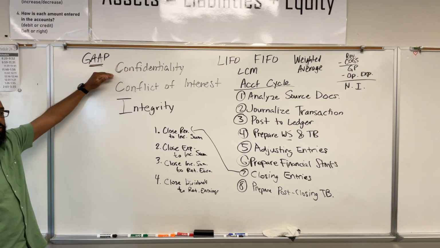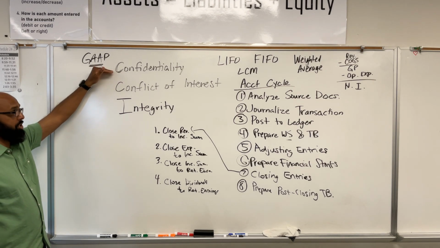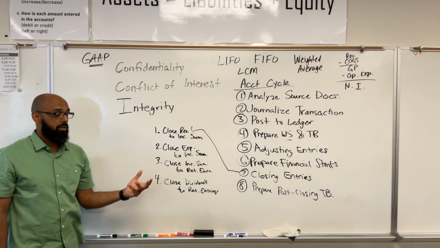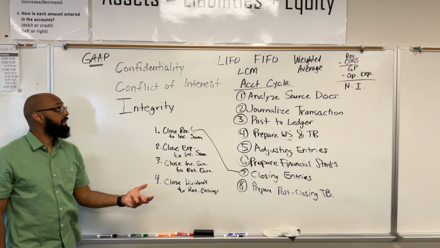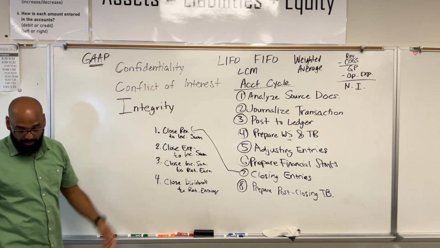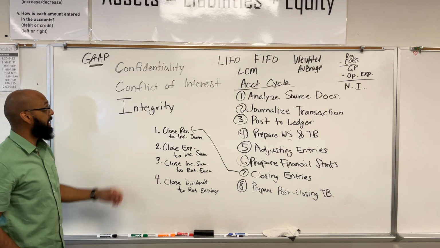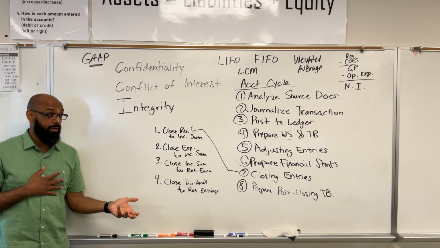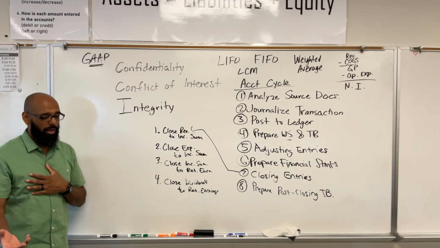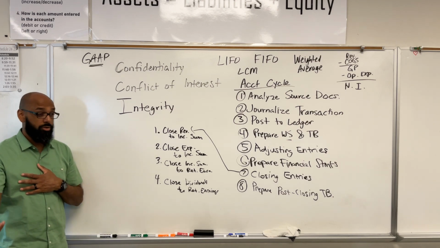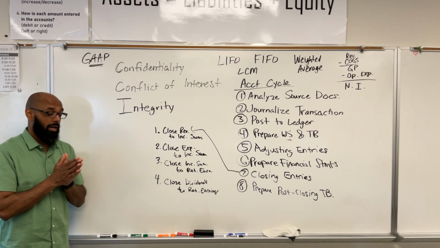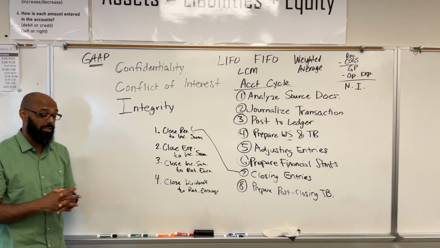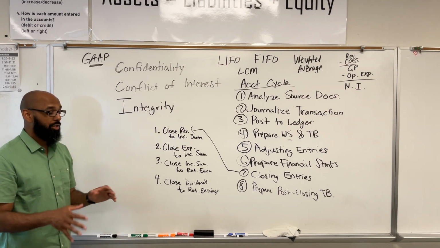We talked about confidentiality, making sure that we keep private information private, because as accountants we're privy to a lot of information about individuals and other businesses, and we need to maintain confidentiality. Second, conflict of interest. We should avoid situations where our personal interests conflict with our professional duties. And that could even be a conflict that appears to be a conflict. It doesn't even have to actually be a conflict, but it has an appearance of a conflict. We should avoid those situations.